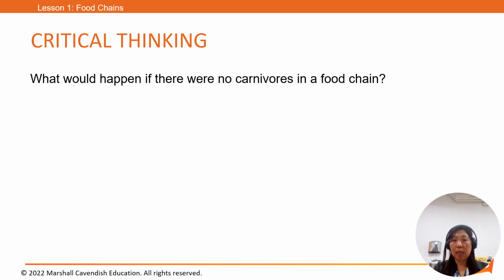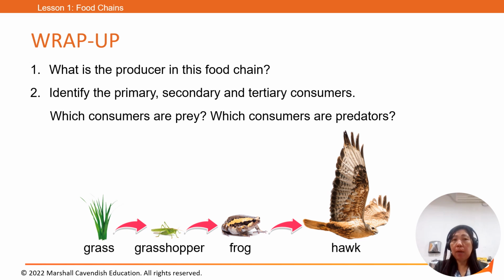I think this is the same situation as if some of us decided to become vegetarians. But imagine if everybody became vegetarian. Can you think about it? Let's discuss in the class. Now let's wrap up and see the following picture. What is the producer in this food chain?